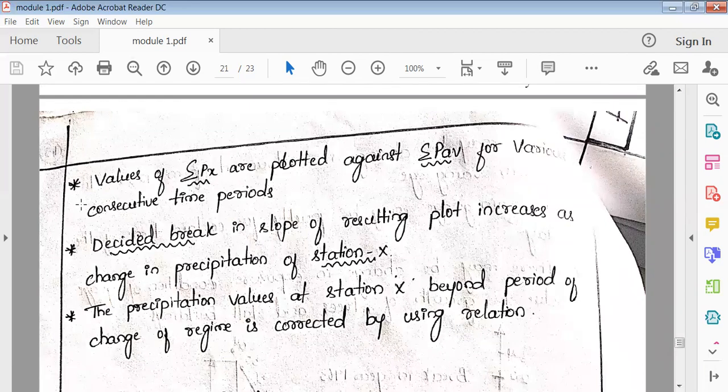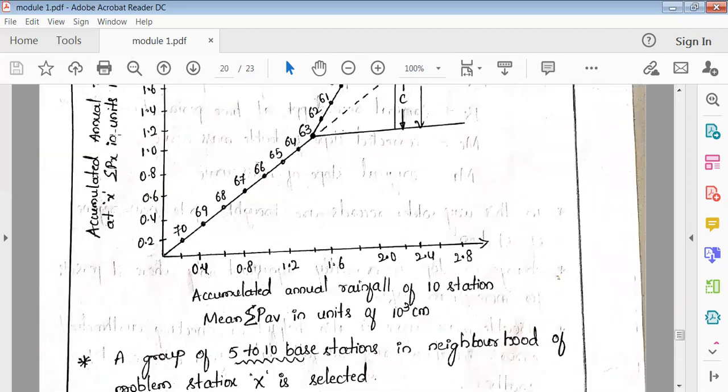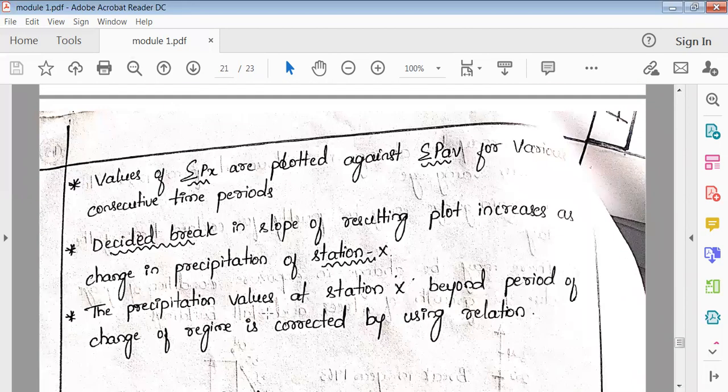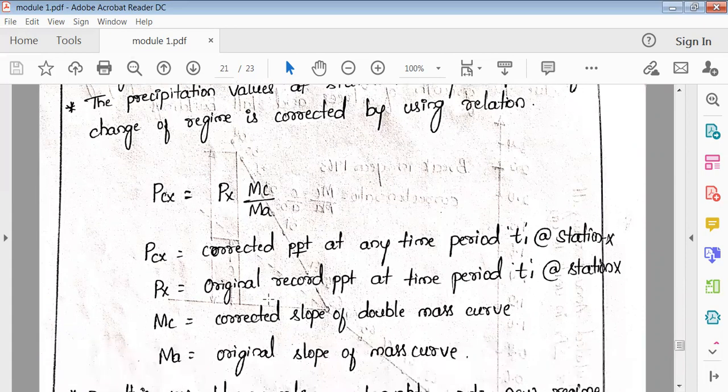And so what we'll do here, the values, that is summation Px, are plotted against PAV. So this is Px, accumulated annual rainfall, divided by year. On this axis, the accumulated annual rainfall of the 10 stations is taken. And then we have the same thing I've told you, written here. So if you want to find PCX, it is equal to PX into MC by MA.